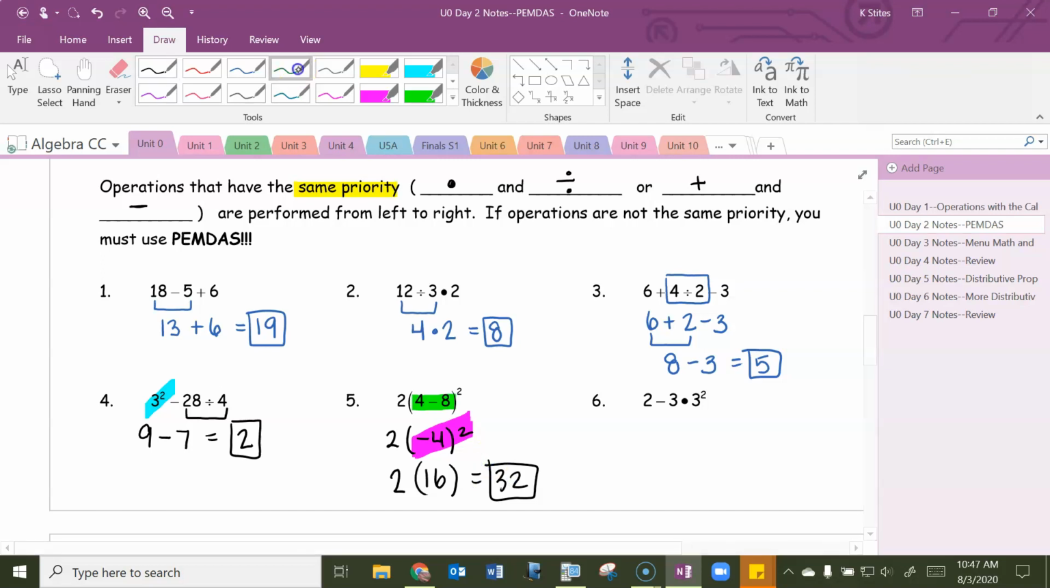All right, 6. Exponents come first since we do not have any parentheses. 3 squared is 9. Use your calculator if needed. Again, 3 squared means 3 times 3. And then you can bring everything down. We can't go left to right yet because we have multiplication here. 3 times 9 is 27. And subtract. 2 minus 27 is negative 25.